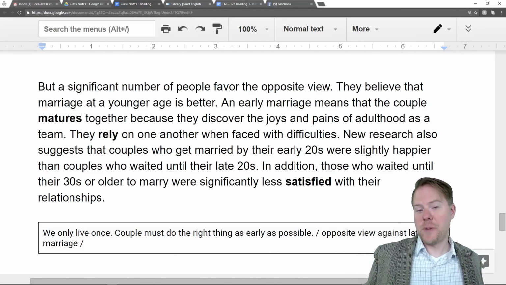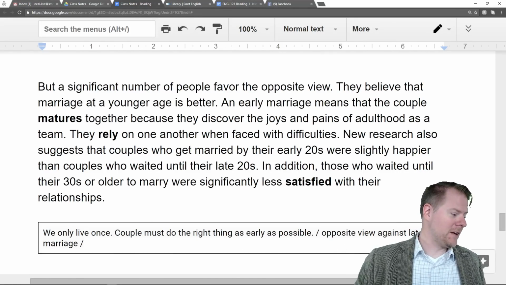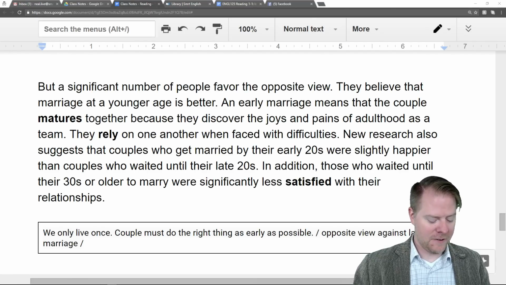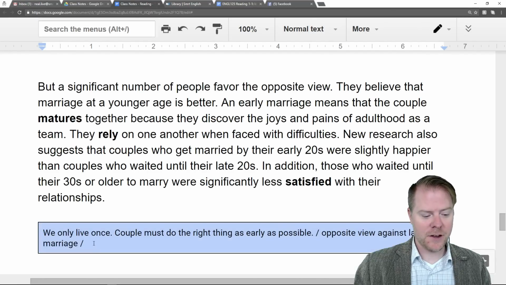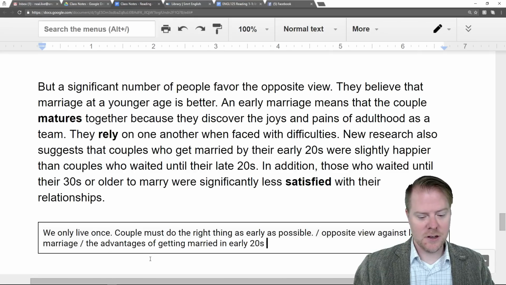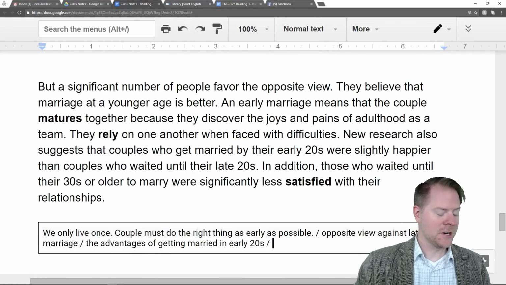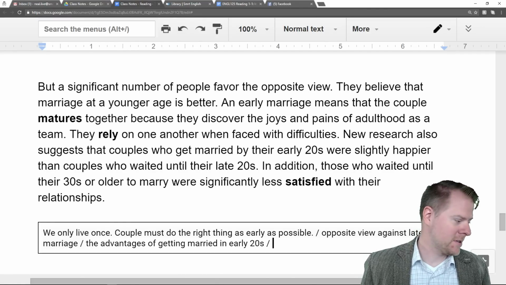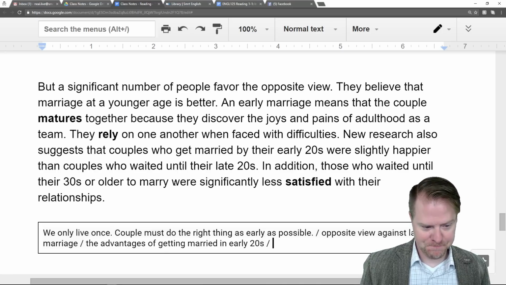So before we had benefits of late marriage, now we have benefits of early marriage. The advantages of getting married at a younger age. So already some good summaries coming in. Opposite view against late marriage, the advantages of getting married in the early 20s.